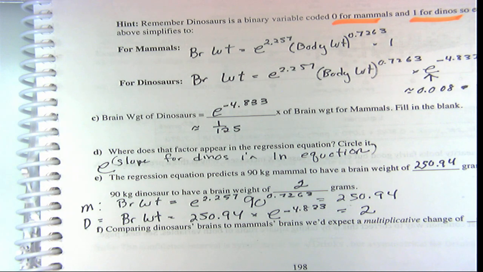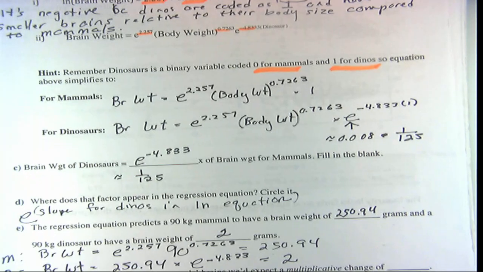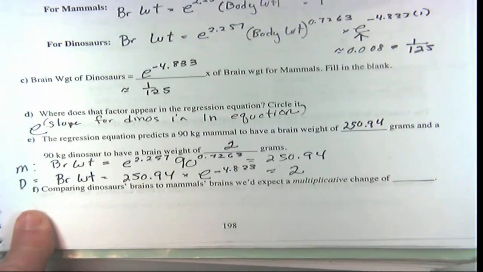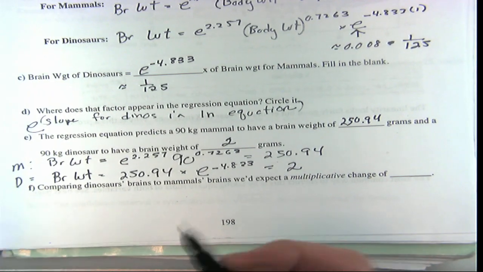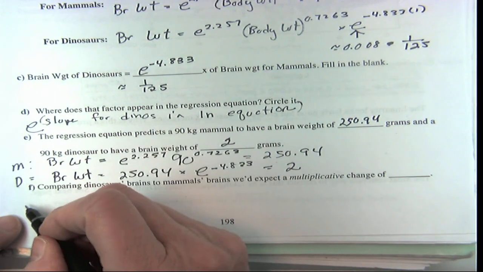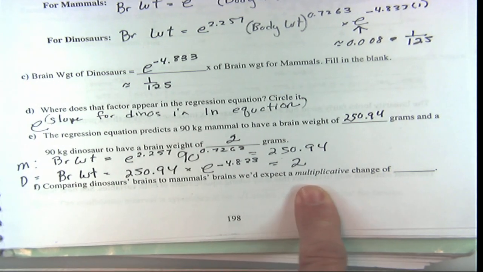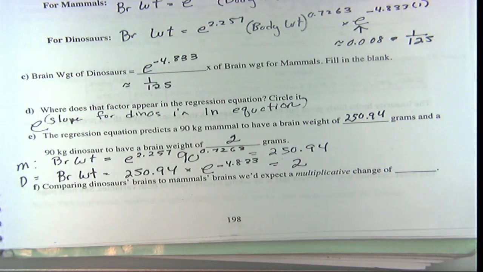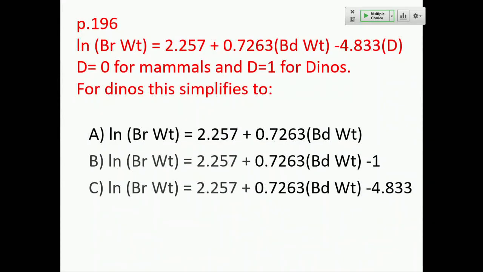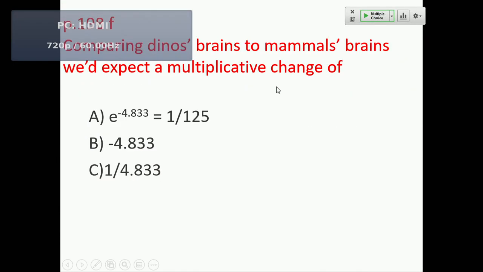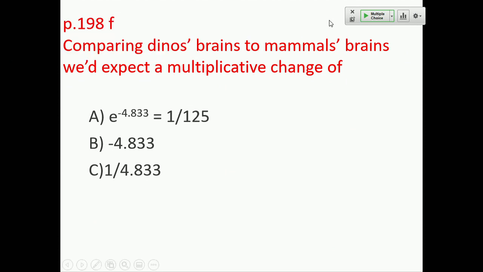Okay, so this is really easy, but let's just do this one as an iClicker too, just to make sure you understand. So we'll go do problem F. We'll just go to the next question and start this.